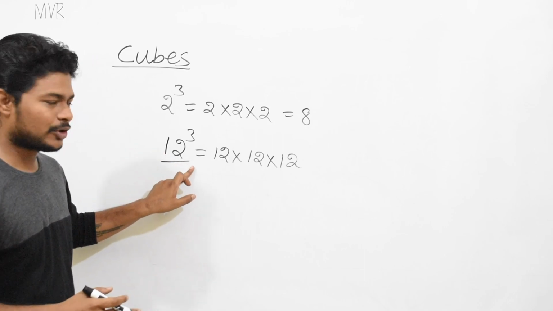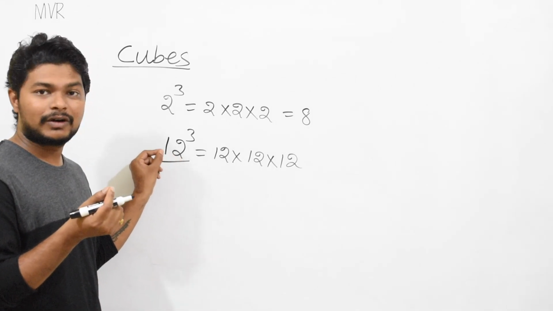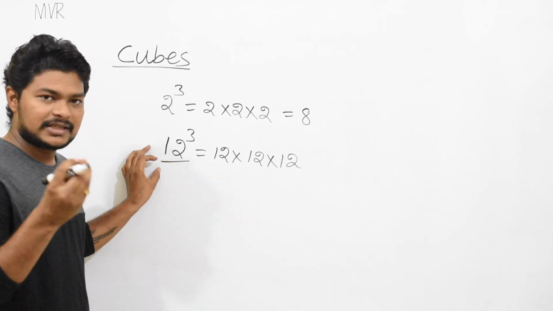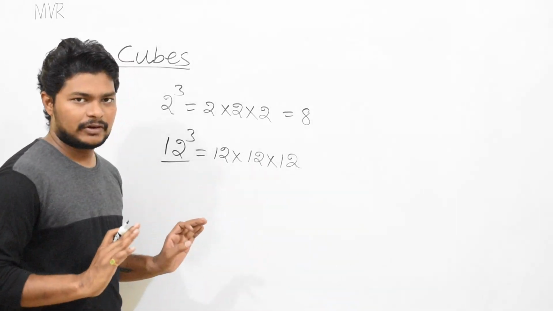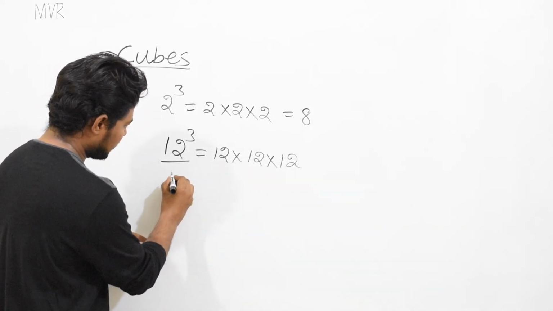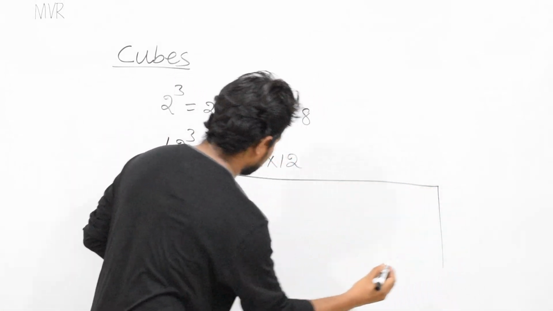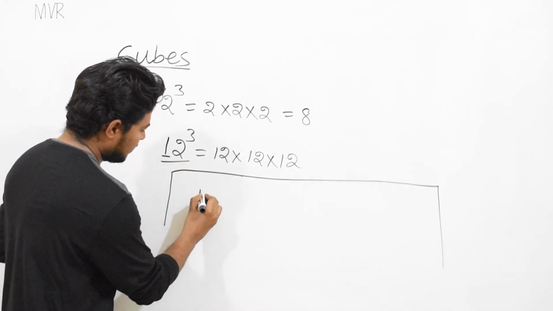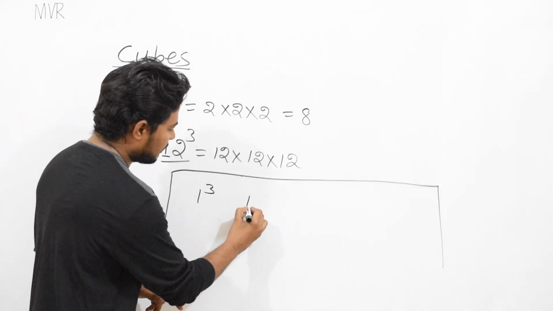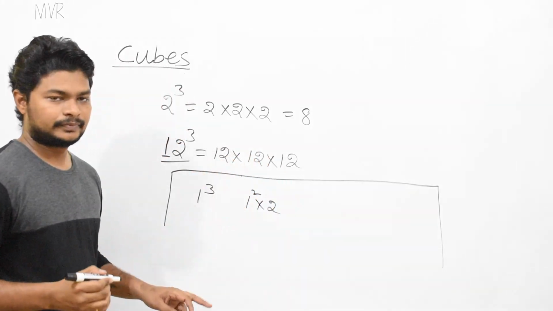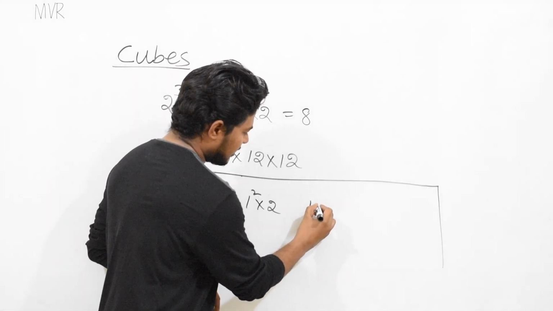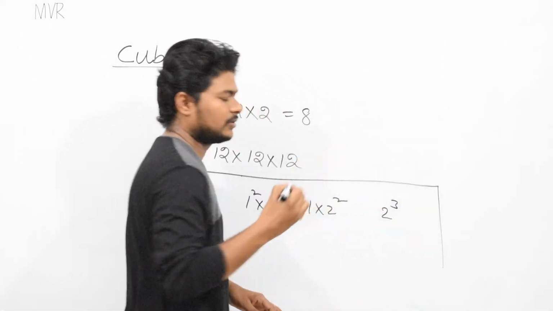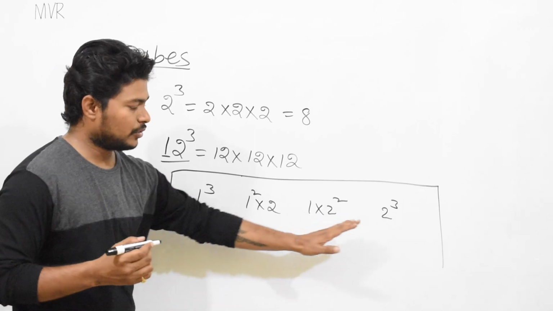Listen. Now 12 cube. How many digits here? 1 and 2. 1 is in tens place, 2 is in units place or ones place. Now first, 4 parts will be there. I am drawing a table also. In the first part, take 1 cube. In the second part, take 1 square and multiply with 2, the second digit. In the third part, take 1 and multiply with 2 square. In the fourth part, you write 2 cube. This is how you need to split.